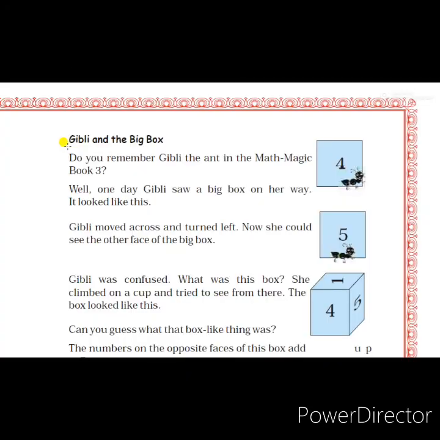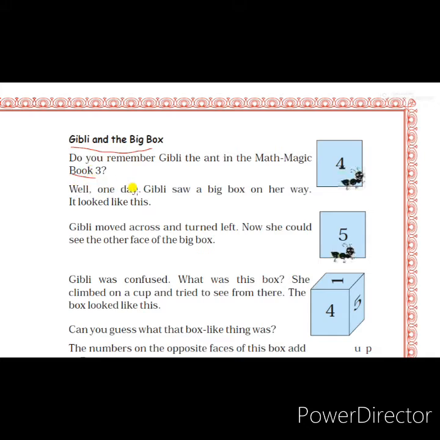Hello students, now we are moving to the last topic of our lesson. Today's topic is Ghibli and the big box. Here Ghibli is a small ant. This lesson is given in the third standard, the story about Ghibli. Here we have given another story of Ghibli. See what is given here.